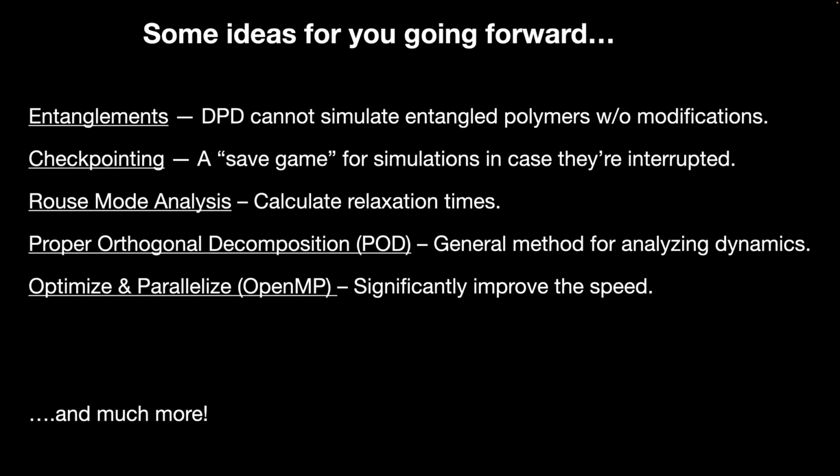Some final suggestions. As we've written it here, DPD cannot simulate entangled polymers without modifications. So if you wanted to look at things like reptation, the code that we wrote won't do it. You would have to add some functionality, and it exists. For example, a repulsive potential between segments. I forget what that's called exactly, but there's some papers in the literature where you do this segmental repulsion and you could simulate entangled polymers.